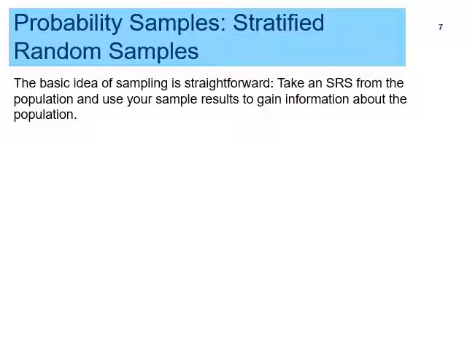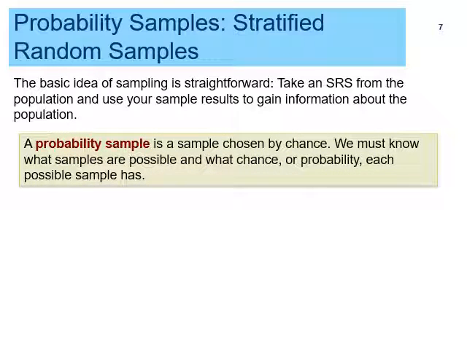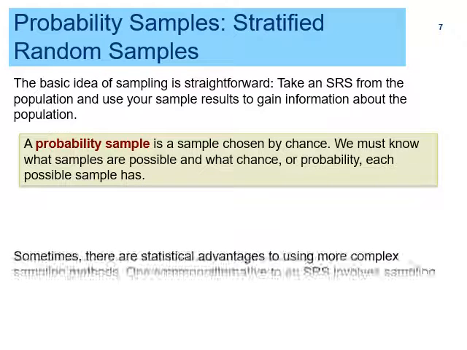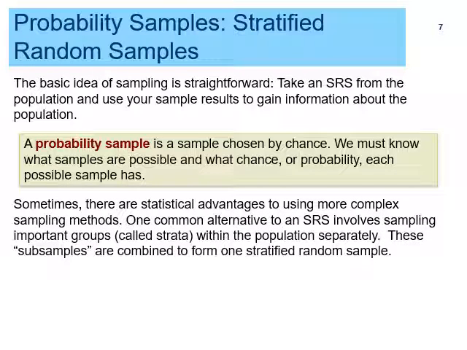The basic idea of sampling is straightforward: we take a simple random sample from the population and use the sample results to gain information about the population. A probability sample is a sample chosen by chance, and we must know what samples are possible and what chance, or probability, each possible sample has. Sometimes there are statistical advantages to using more complex sampling methods.